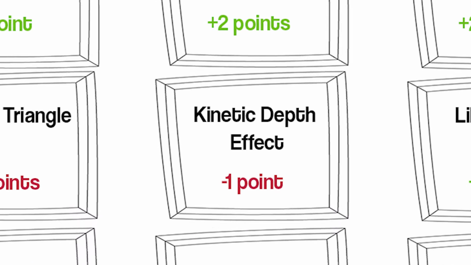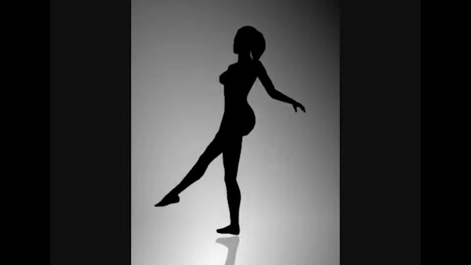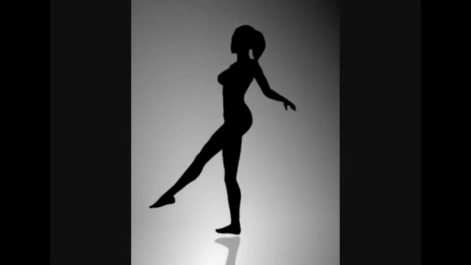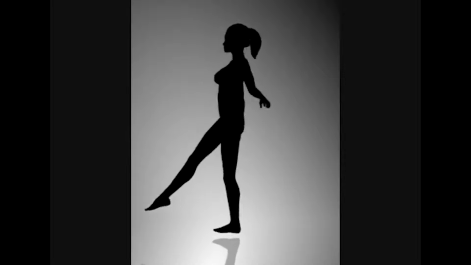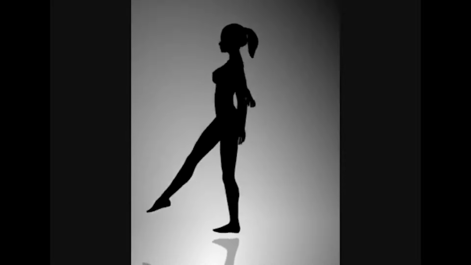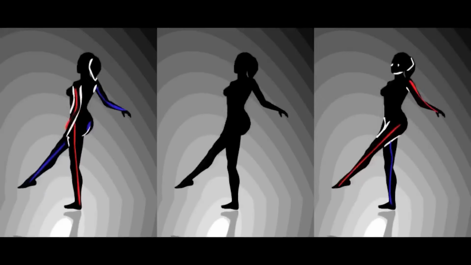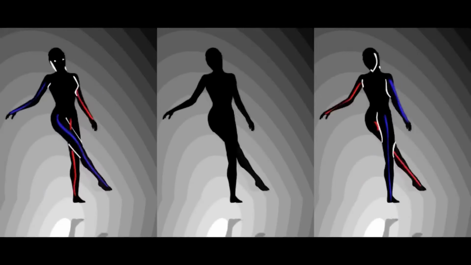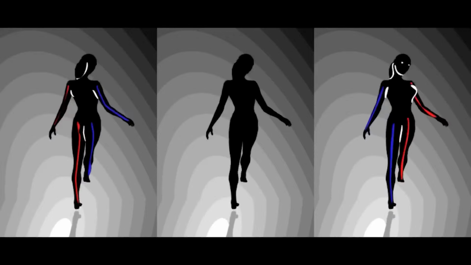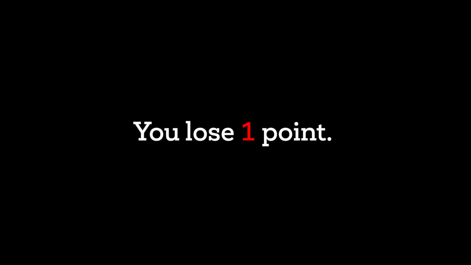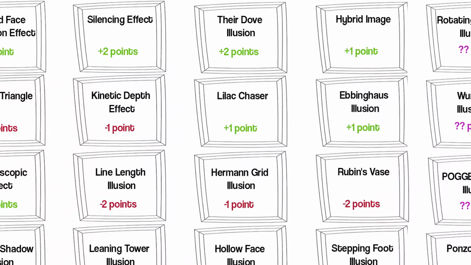Kinetic depth effect. This spinning dancer appears to rotate in both directions due to the lack of clear depth cues. For example, her arms might seem to pass in front of her body or behind it, but when additional visual cues are added, you can clearly identify the direction of her rotation. This illusion emphasizes how crucial depth cues are in interpreting motion and spatial relationships. This one is famous. -1 if you didn't know it.